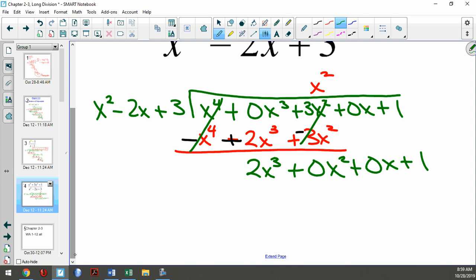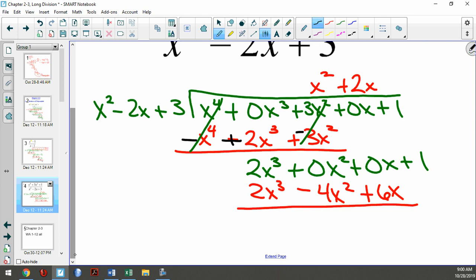What do I multiply x squared by? X. Come on, keep coming with me. 2x. 2x, because I can't just have an x cubed, I have to have a 2x cubed, right? So I'm going to multiply that by a 2x. So 2x times x squared is going to give me a 2x cubed. 2x times negative 2x is going to give me a negative 4x squared. 2x times 3 gives me 6x.